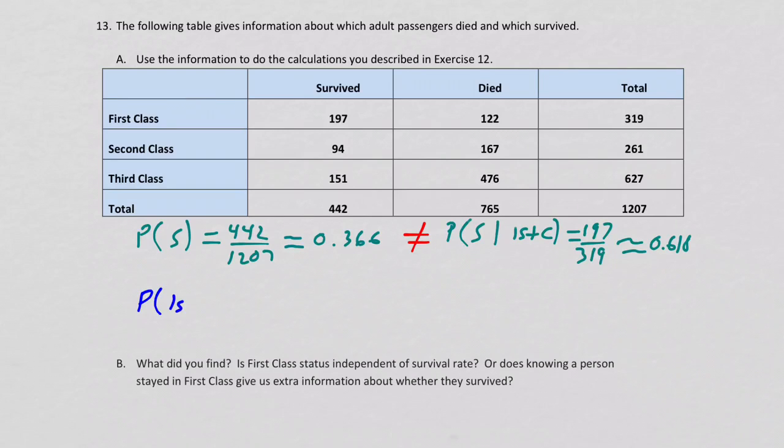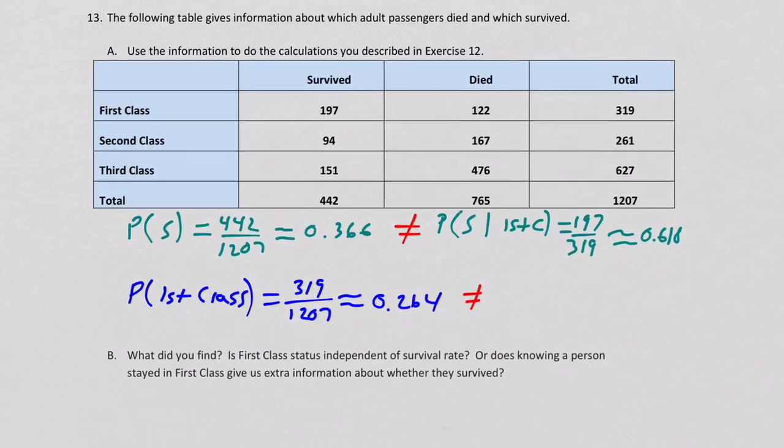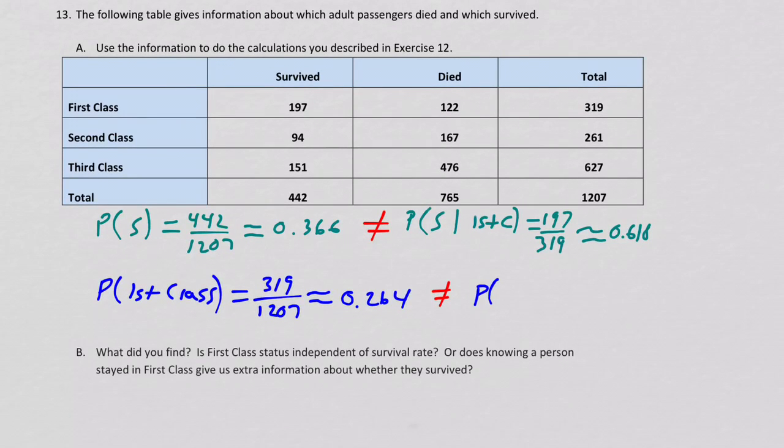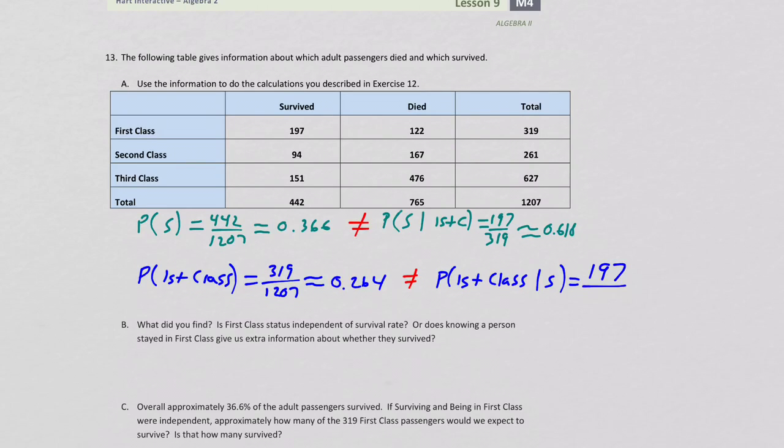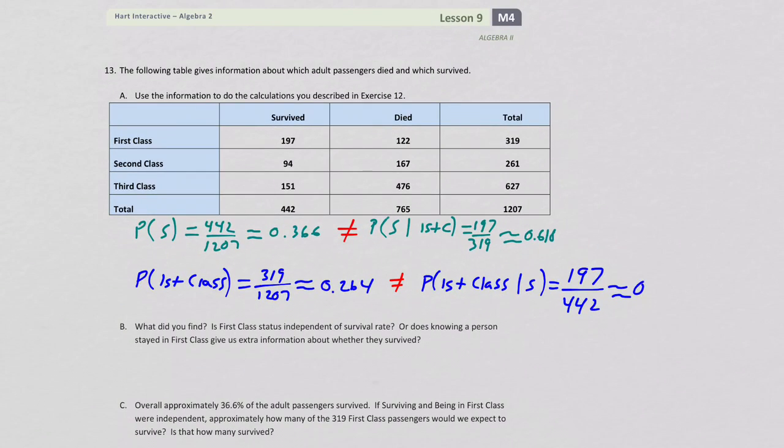On the flip side, you can do the probability of first class, and that one is going to be 319 over 1207, which is about 0.264. And this one's not going to be equal to the probability of first class given that they survived. That probability will end up being 197 over 442, and that is about 0.446. And we can prove that those two amounts are not equal, and we did that based upon our probabilities. So probability of first class does not equal the probability of first class given that they survive.